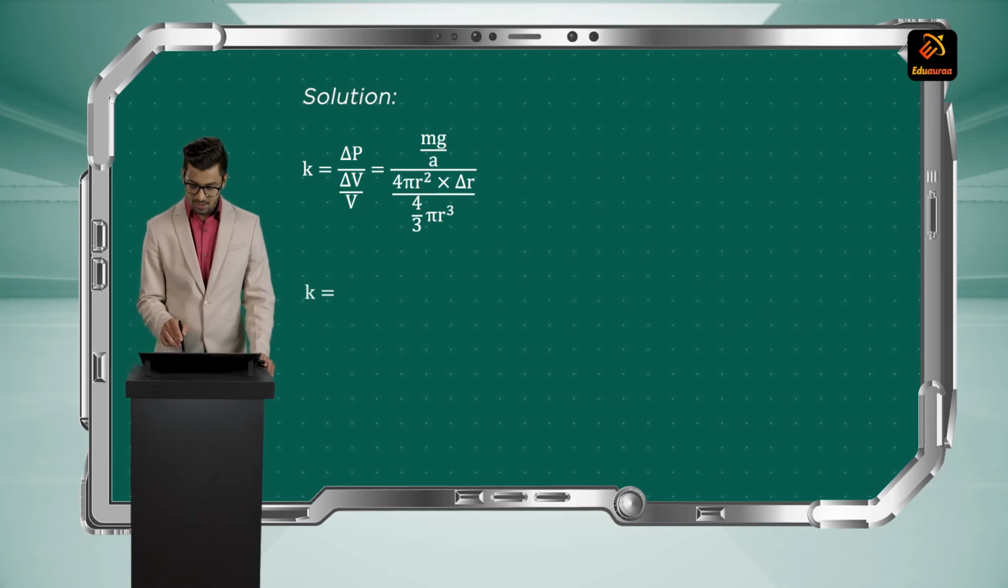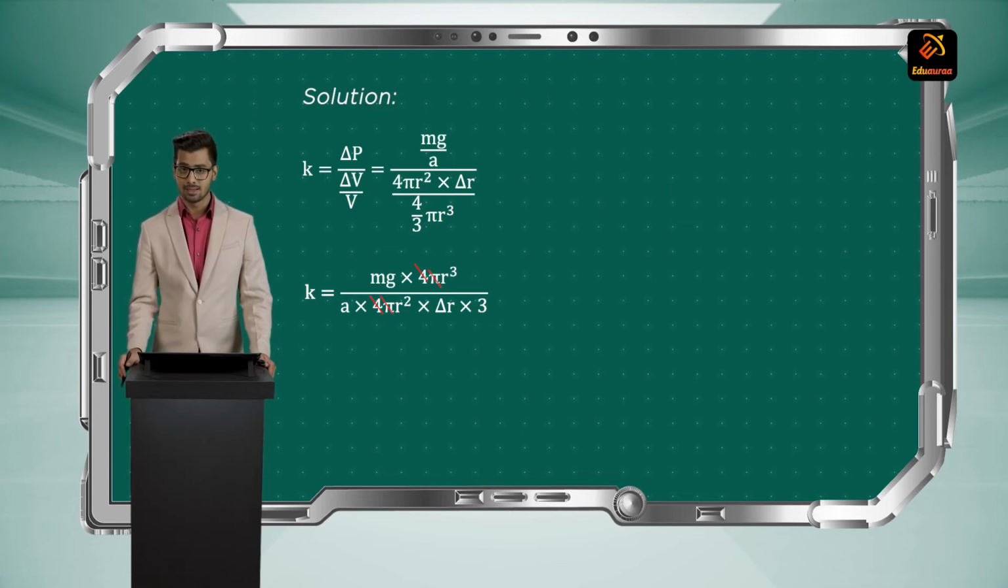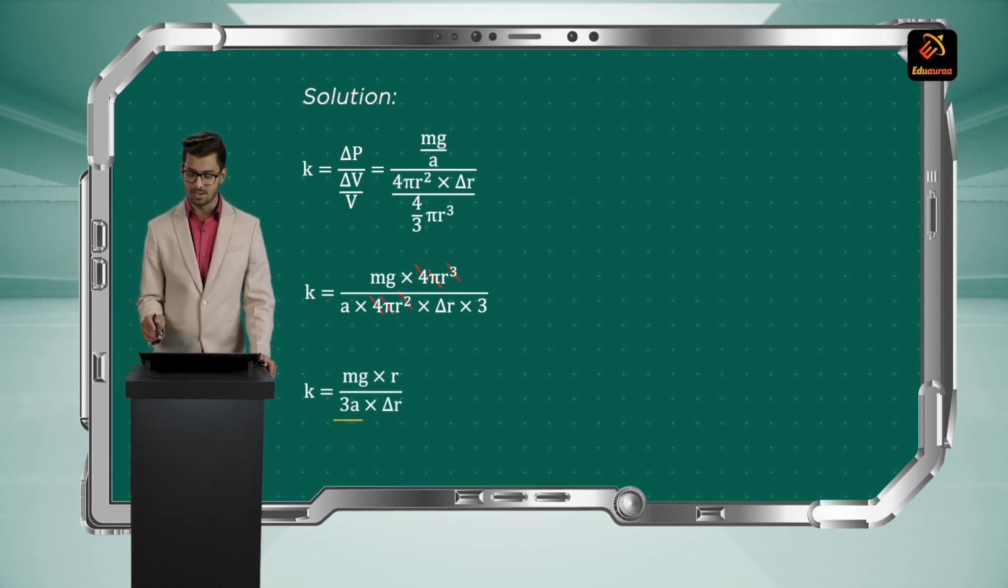Now let's substitute all these equations into the formula of K and make an easier equation. K equals mg into 4 pi small r cube upon A into 4 pi small r square into delta r into 3. So this is the simplified version of it. Now we see that 4 and 4 are getting cancelled, pi and pi are again getting cancelled, r square and cube are getting cancelled, so only r remains in the numerator. If we see this equation now, this is much simpler, which is K equals mgr upon 3a delta r.